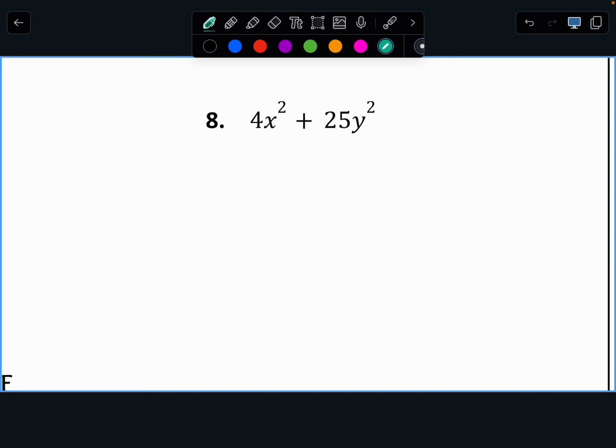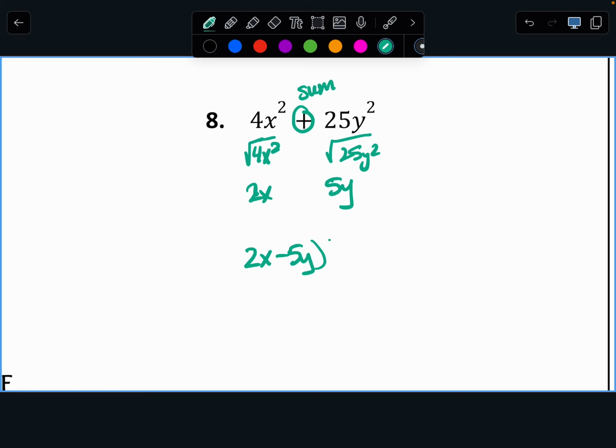What makes it a trick? The addition sign. We've been working on a difference of squares. This is a sum. So when we take the square root of 4x squared and the square root of 25y squared, that's 2x and 5y. So then if I follow the pattern, that's 2x minus 5y, 2x plus 5y, right? So if we follow the pattern that we've done, that's what's factored.